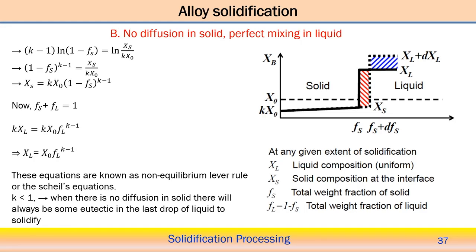Once we perform this integration, we reach an expression like k minus 1 times the logarithm of 1 minus fs equals ln of xs by kx0. Therefore we can reach the expression xs equals k into x0 into 1 minus fs to the power k minus 1, but we know fs plus fl equals 1. Therefore xs equals k into xl, so k xl equals kx0 into 1 minus fs, which is fl, to the power k minus 1. So here xl equals x0 into fl to the power k minus 1.